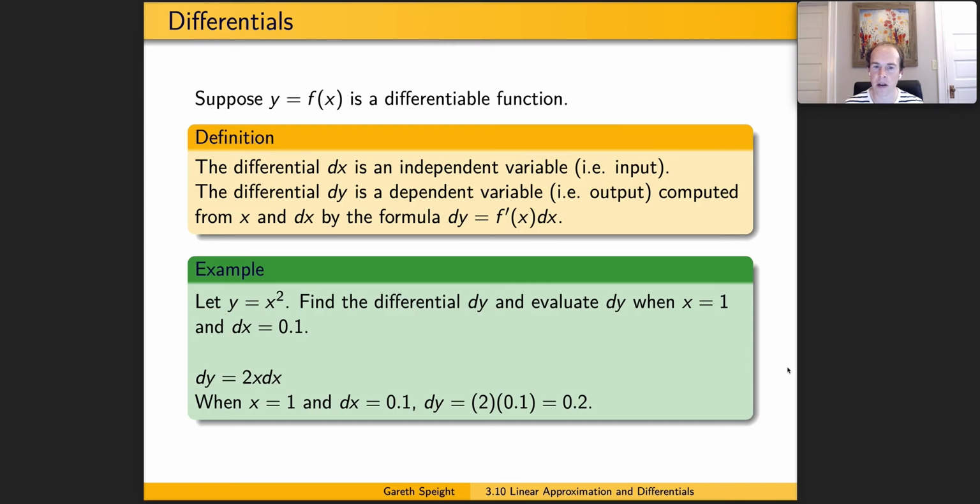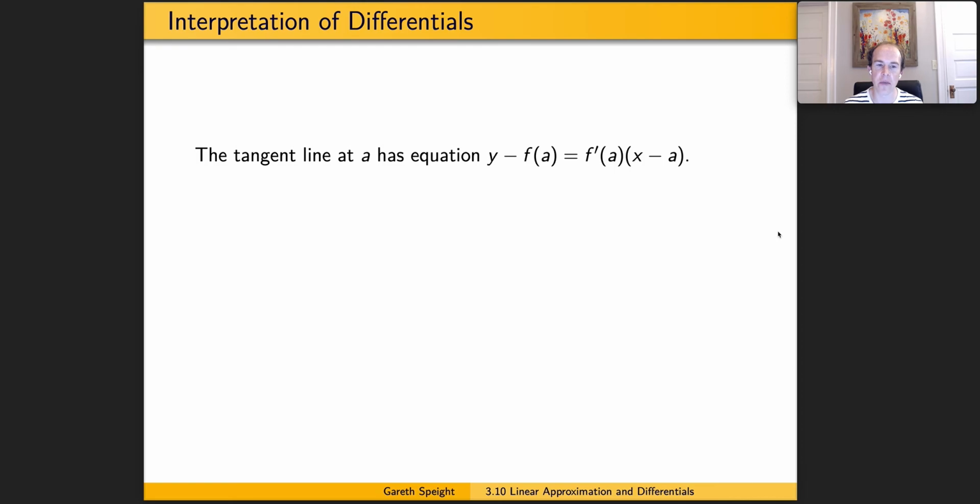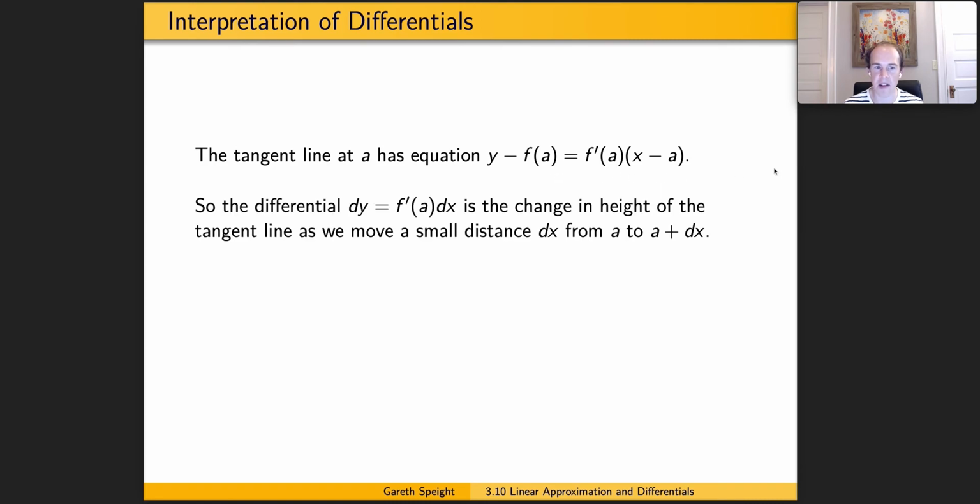So there's really not very much to it, right? Dx is an input, dy is an output. It depends on x and dx, and you compute it with this formula. Okay, so what is the interpretation of this? So remember that the tangent line to a curve at a has this equation, y minus f of a equals f prime of a times x minus a, right? The point-slope form, y minus y1 equals m times x minus x1. The point is a comma f of a, the slope is f prime of a. So this is our tangent line.